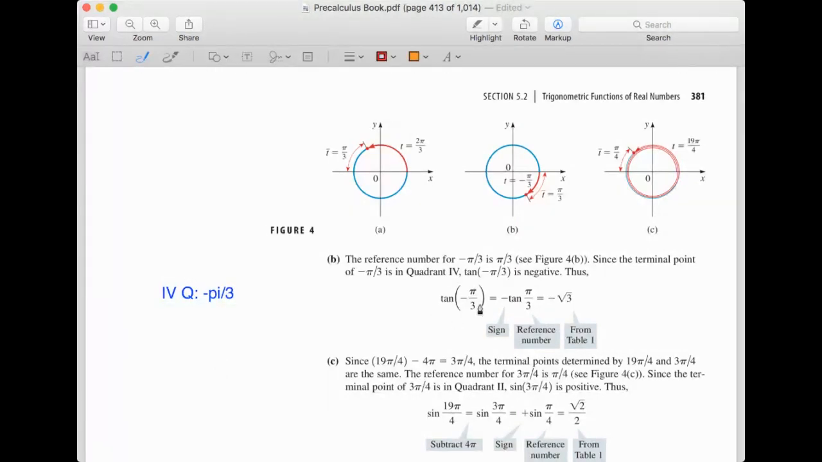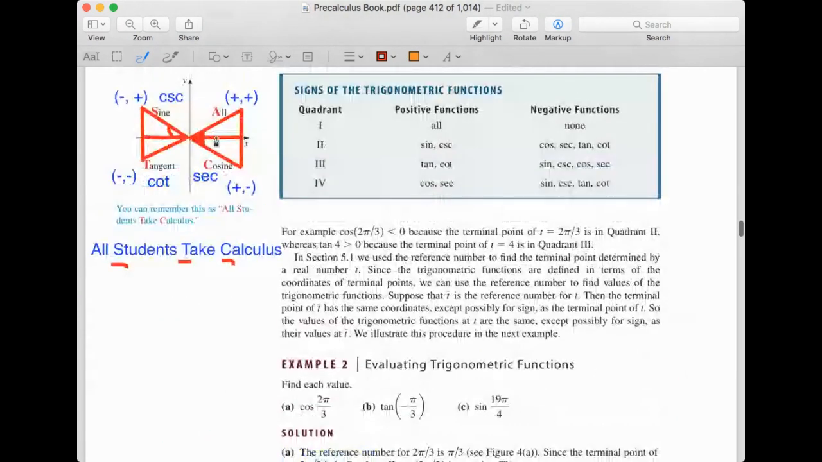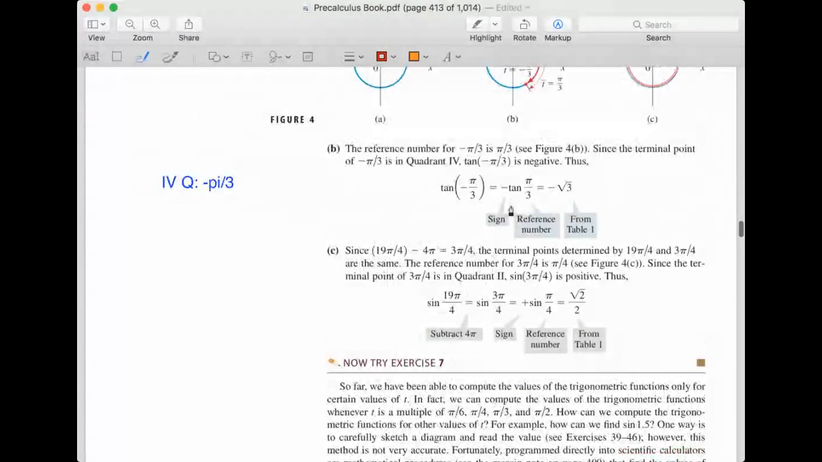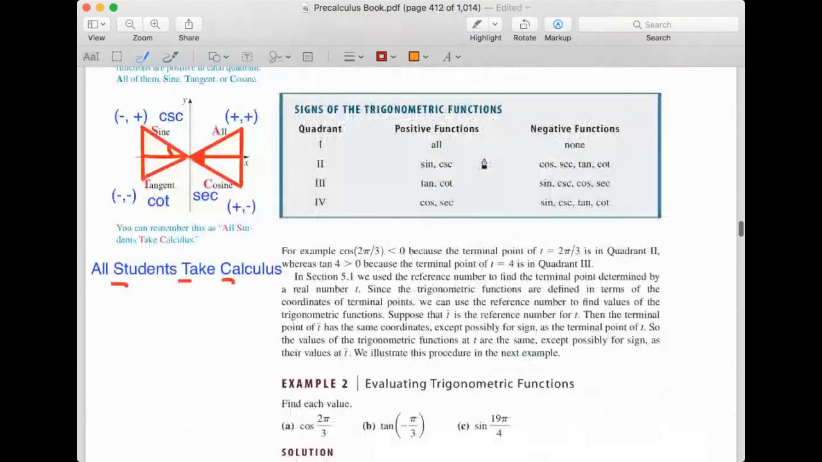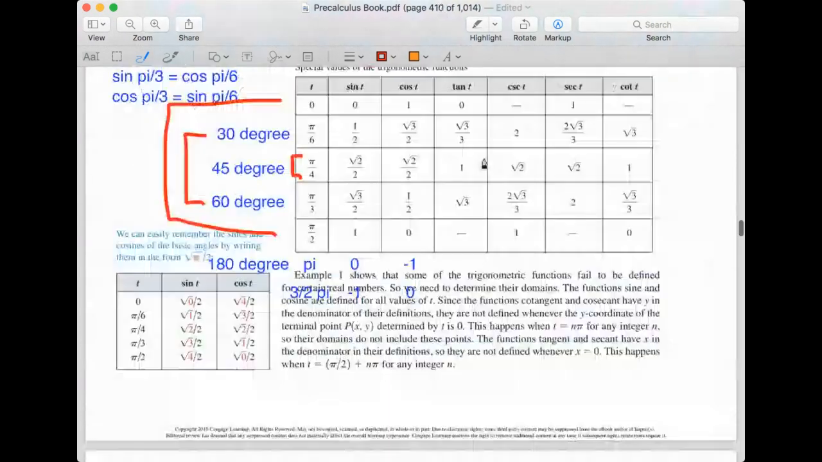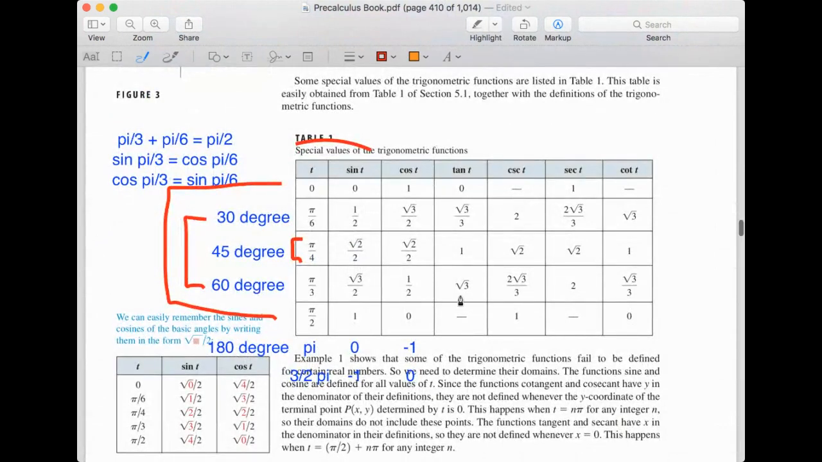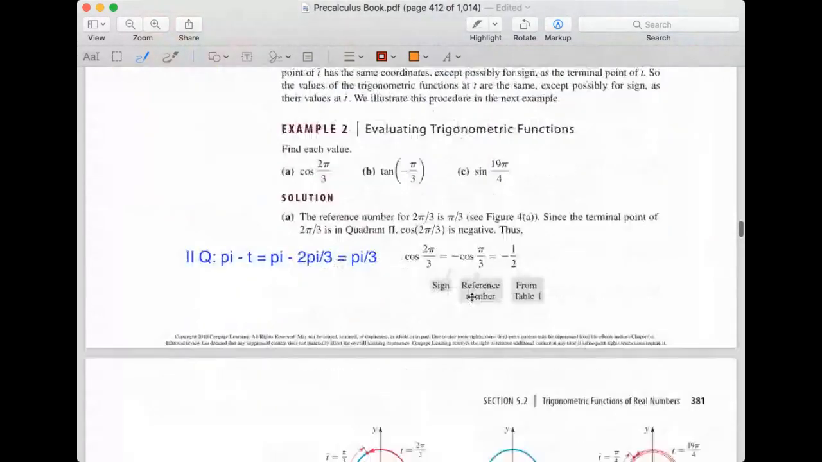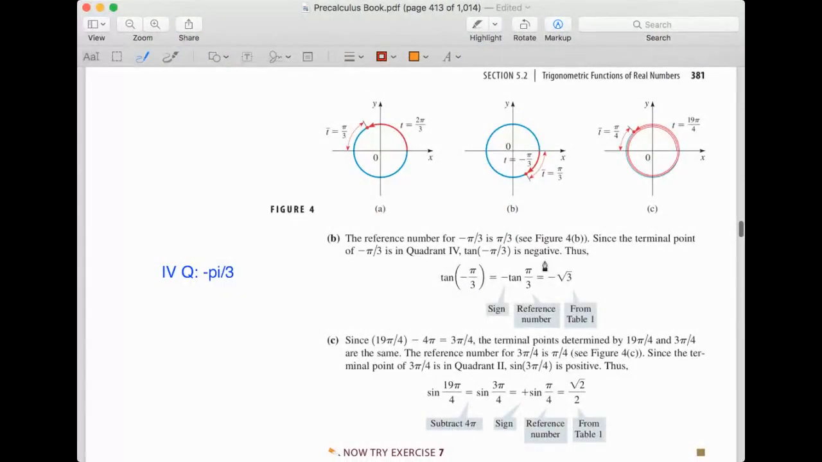So tangent of negative pi over 3 equals negative, because tangent in the fourth quadrant is negative. Only cosine and secant are positive; all others are negative. So we get negative tangent of its reference angle. Its reference angle is positive pi over 3, and tangent of pi over 3, we go to the chart, equals the square root of 3. So tangent pi over 3 is root 3, and negative tangent pi over 3 equals negative square root 3.